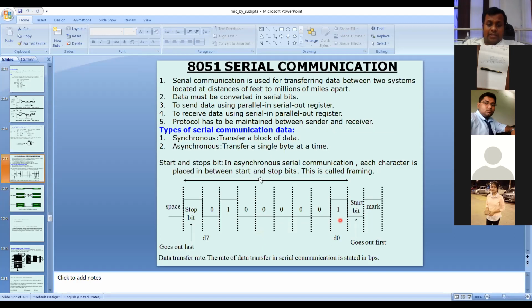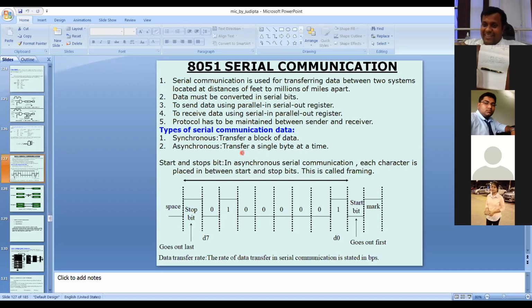In asynchronous communication mode, data is transferred a single byte at a time. Remember, synchronous communication mode transmits a block of data. Means a block of data. What is the function of PC? PC is nothing but the program counter: the address of the next instruction to be executed is stored in the PC. That is the function of the program counter.